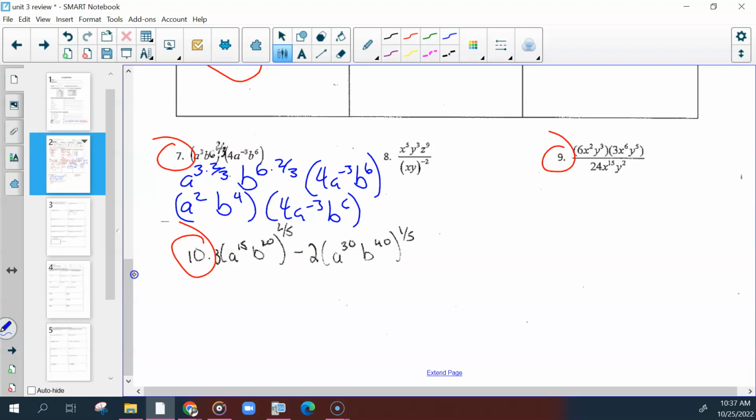So then the rest is just combining your like bases or multiplying your like bases and adding your exponents. So the 4 is going to stay out front. What is your new exponent for A? If you're subtracting these. Adding a negative. 2 minus 3. Negative 1. And then our new exponent for B would be what?